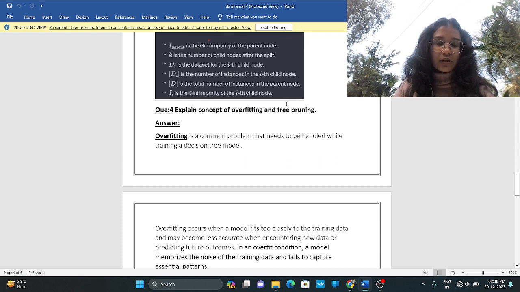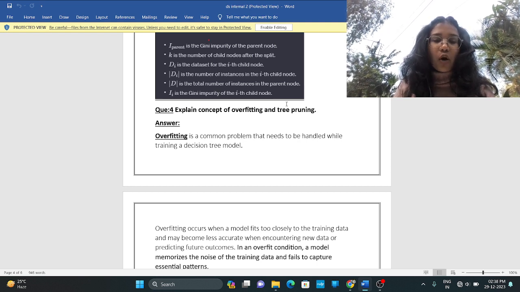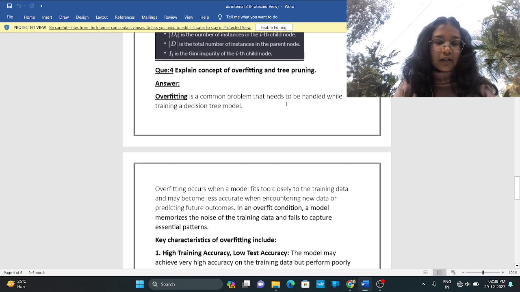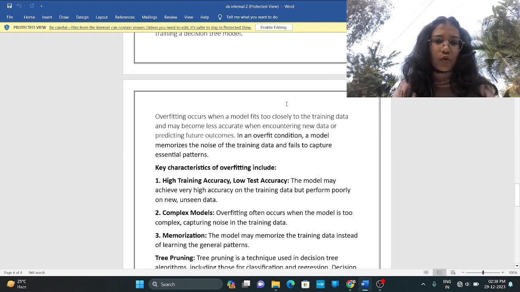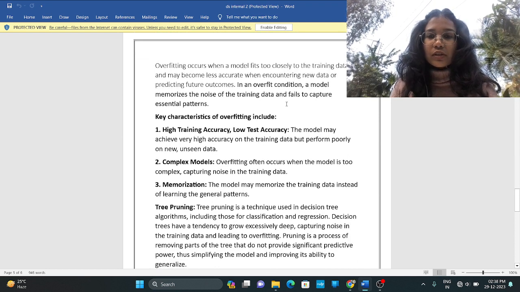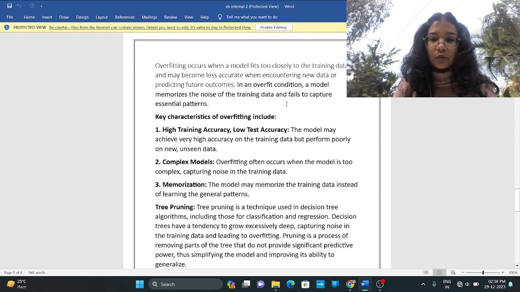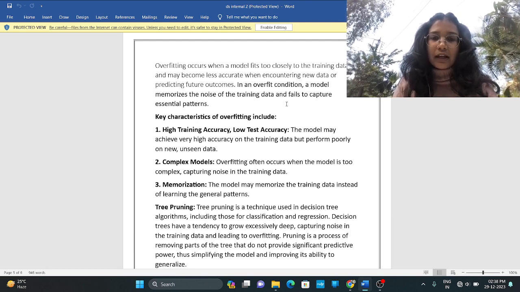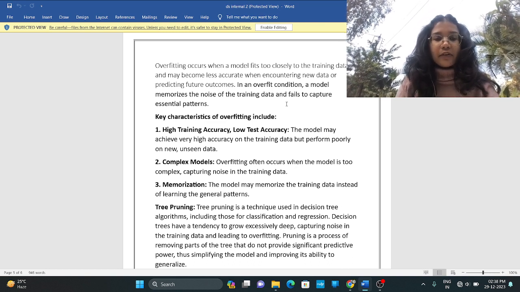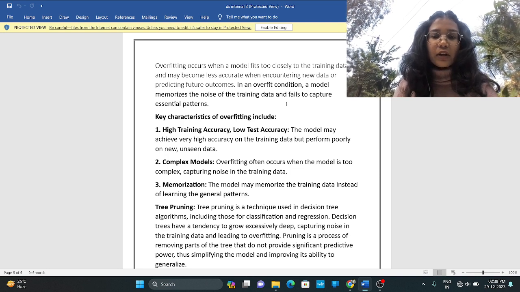Let's discuss question number 4. Explain concept of overfitting and pruning. Answer. Overfitting is a common problem that needs to be handled while training a decision tree model. Overfitting occurs when a model fits too closely to the training data and becomes less accurate when encountering new data or predicting future outcomes. In an overfit condition, a model memorizes the noise of the training data and fails to capture essential pattern. Key characteristic of overfitting includes first, high training accuracy, low test accuracy.